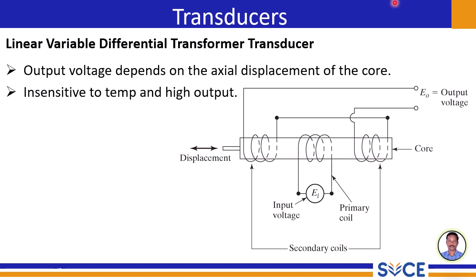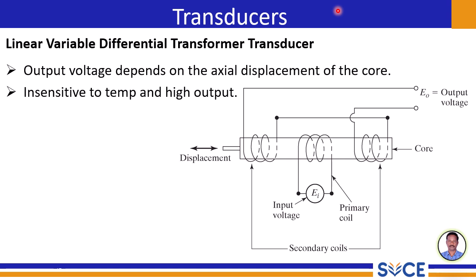However, when the core is displaced axially from this central null position, the magnetic coupling between the primary coil and one secondary coil increases, while the coupling with the other secondary coil decreases. This results in a difference in the magnitude of the induced voltages in the two secondary coils. The output voltage E0, which is the difference between ES1 and ES2, is therefore proportional to the magnitude of the core displacement from the null position.